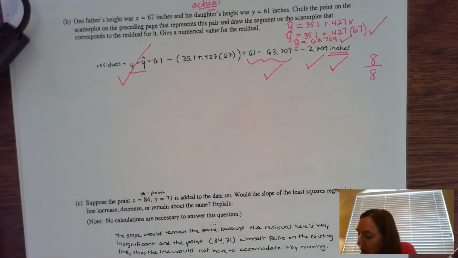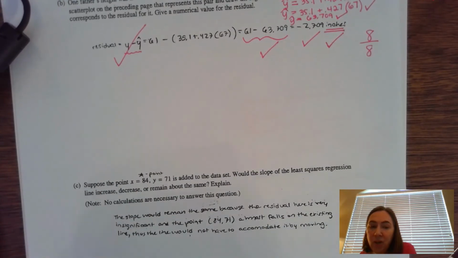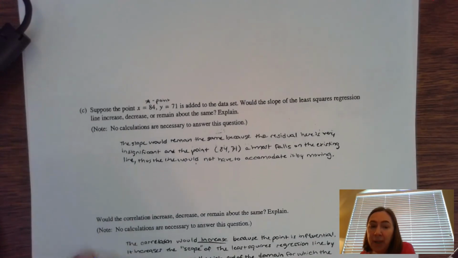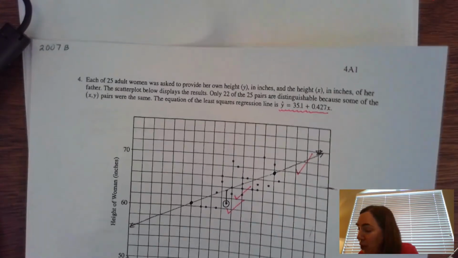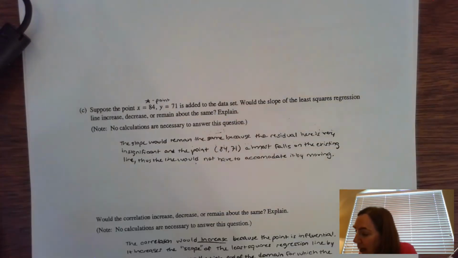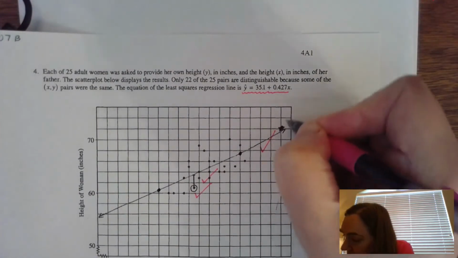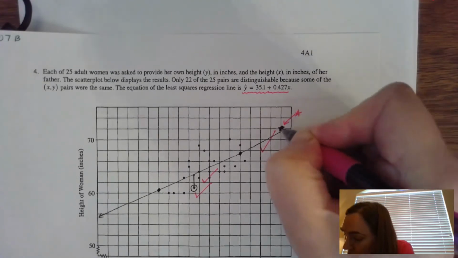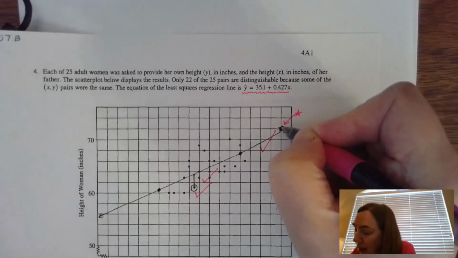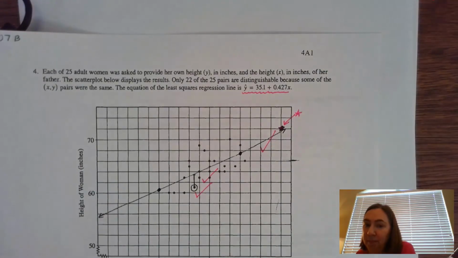Now the last part, C right here, is: suppose the point (8, 471) is added to the data set. And they're asking, would the slope of the least squares regression line increase, decrease, or remain the same? Explain. And then would the correlation increase, decrease, or remain the same? Explain. So the first thing that we're going to need to do is make sure you know where that point is. It ends up being this little dot right here, that this particular student actually put a star on, which I've just now covered up. That is the point. Okay?